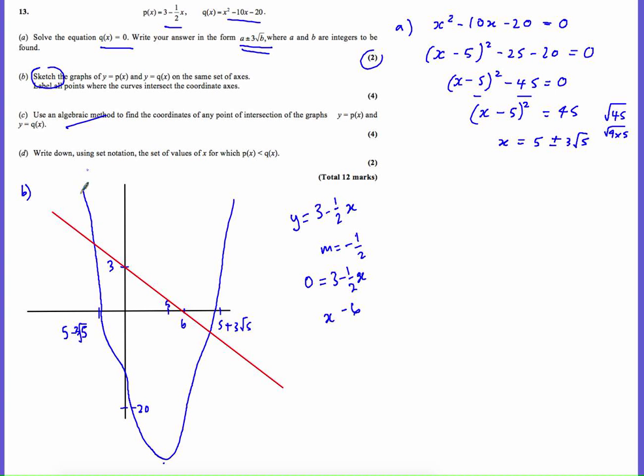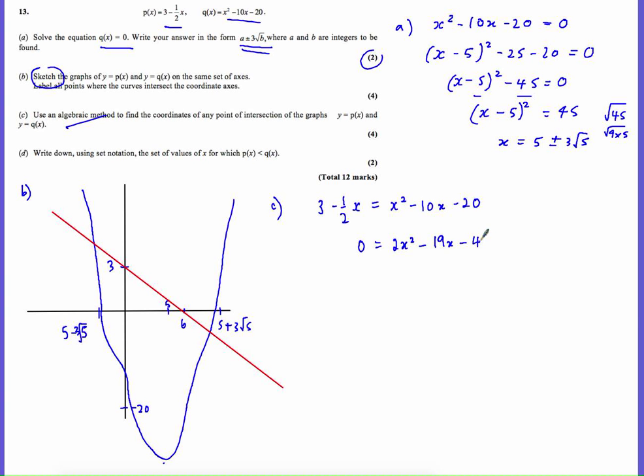Use an algebraic method to find where these intersect each other. So let's just shift this out of the way. Use an algebraic method to find where they intersect each other. So I need to set this one equal to that one. Quadratic equation, make it equal to 0, double to get rid of this, very similar to a question we've done before. 2x squared minus 19x minus 46.